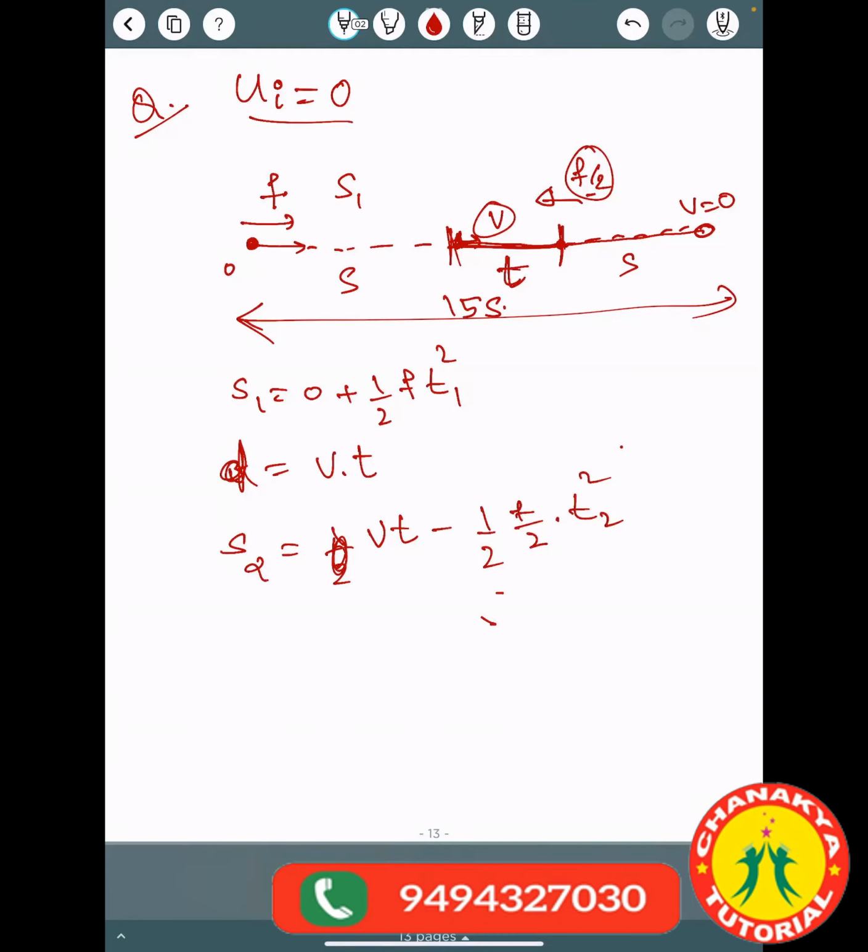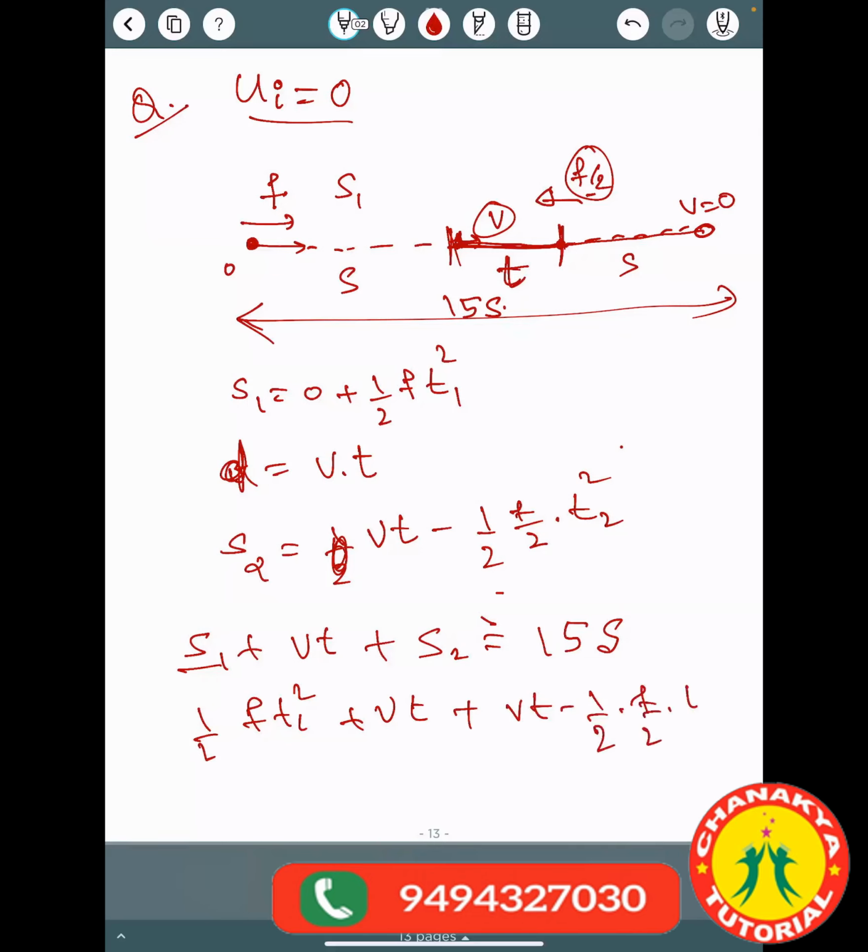Now, if I add all these distances, that is s1 plus vt plus s2, what should I get? 15s I should get. Correct? s1, you know what it is: half f t1 square, plus vt, plus s2, which is vt minus half into f by 2 t2 square. Correct? Should be equal to 15s.